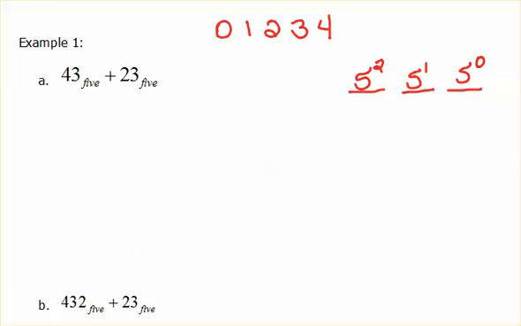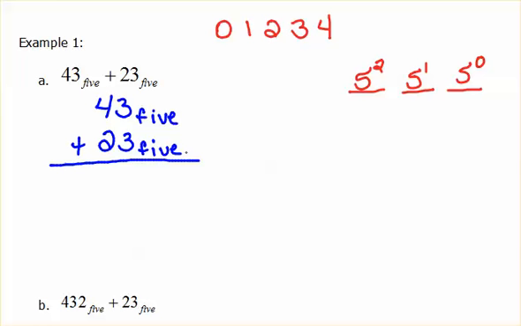Alright, so hopefully you attempted this on your own. You may have gotten a little bit frustrated, but that's alright. Learning is frustration. If you're not frustrated, you're not learning. So keep that in mind. Okay, so we are going to be adding 43 base 5 to 23 base 5.